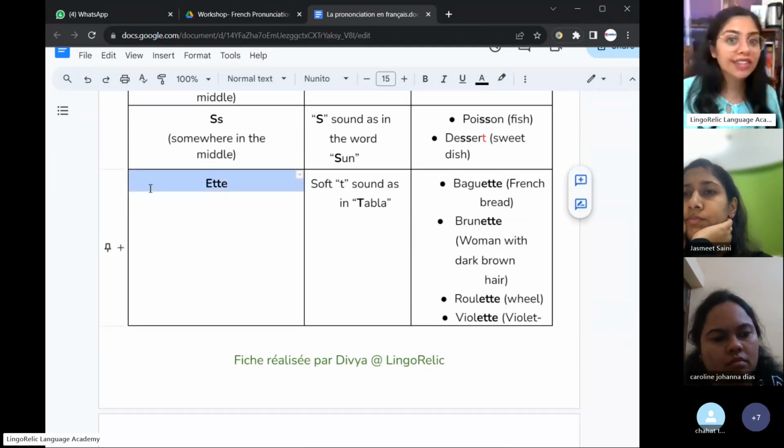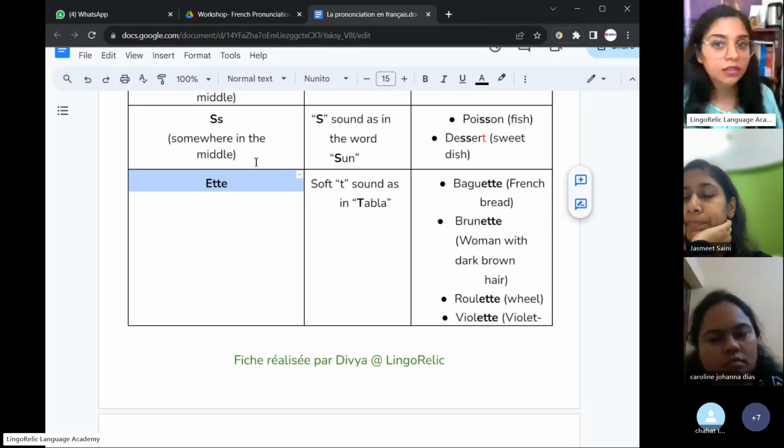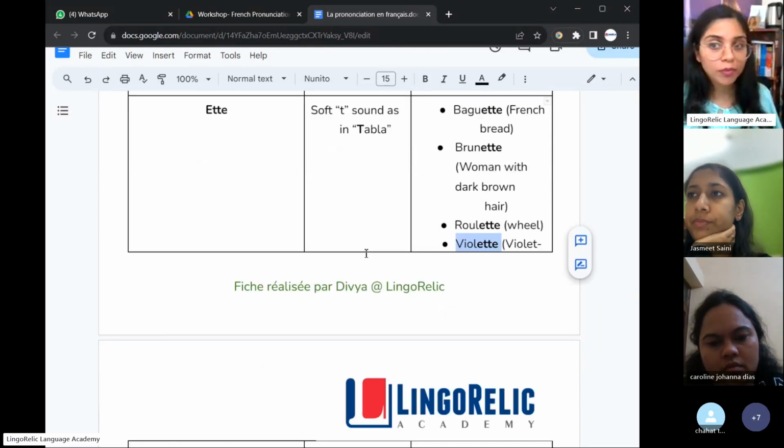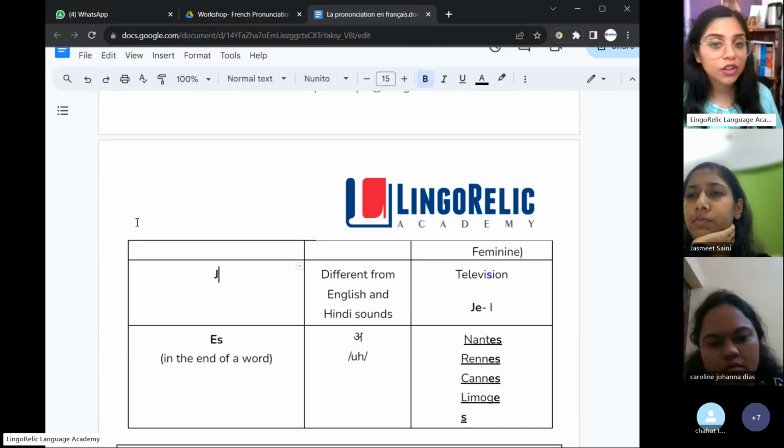You have ET then. Again, a soft T sound as in tabla. The baguette. Brunette, woman with dark brown hair. Roulette is a wheel. Violette, violet color, the feminine form.